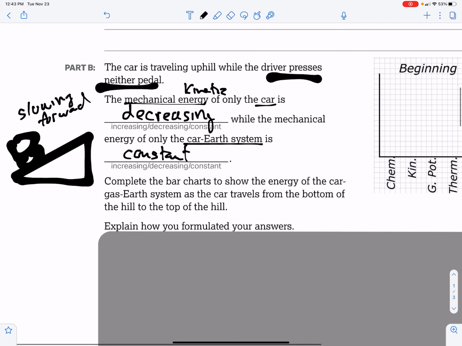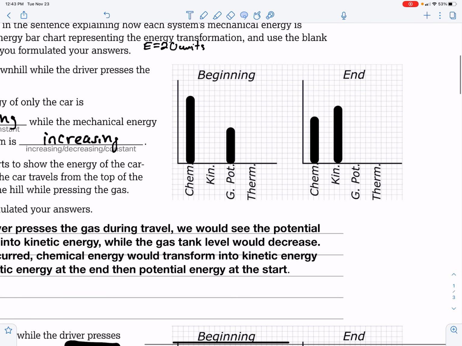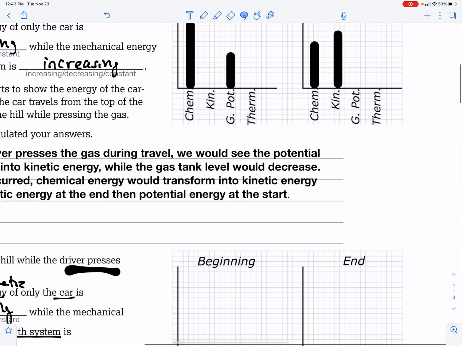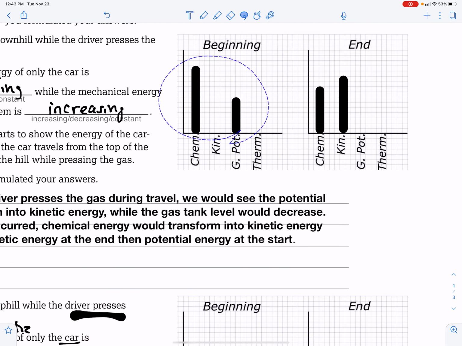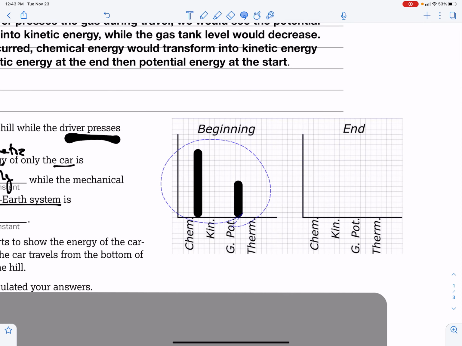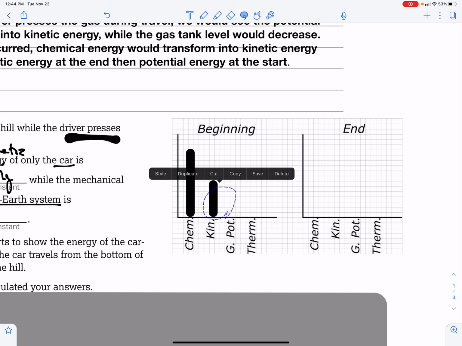Right? And how do we draw that? Very simple. I'm going to start with the exact same thing I had before. However, I don't start with gravitational potential energy because I'm starting at the bottom of the hill. That would be kinetic energy. So my initial bar chart would look something like this.